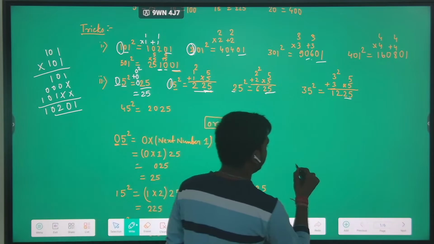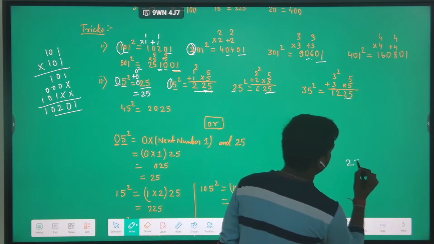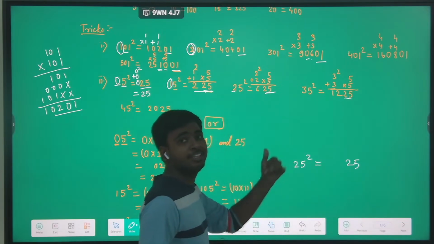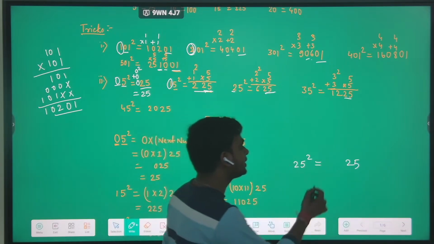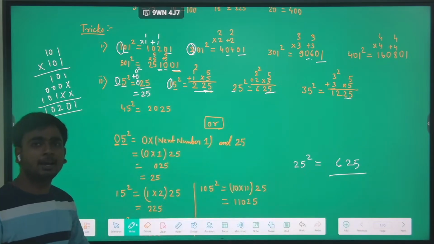Let us suppose that we are having 25 square. So 5 square is 25, and 2 multiplied with the next number, that is 3. 2 into 3 is 6. So we will get 625.